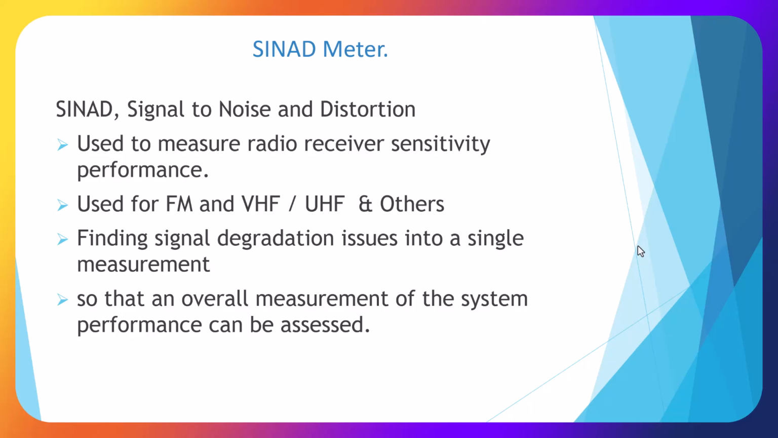Next is a SINAD meter. SINAD is signal to noise and distortion meter. It's used to measure radio receiver sensitivity performance. It's used for FM, VHF, UHF, and others. It's good for finding signal degradation issues in a single measurement. And so the overall measurement of the system performance can be assessed.